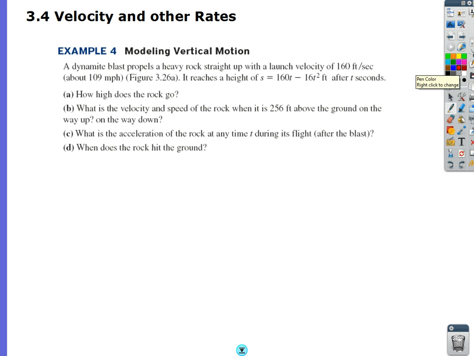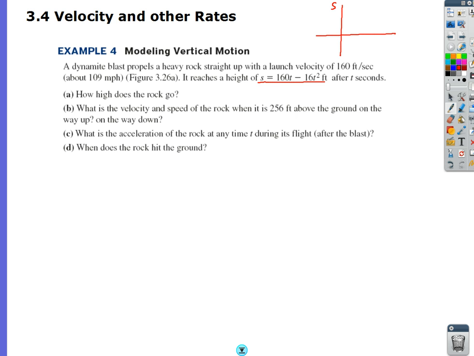All right, so the first part says: a dynamite blast propels a heavy rock straight up with a launch velocity of 160 feet per second. It reaches a height of s after t seconds. How high does the rock go? Ooh. All right, so this is where we have to think for a little bit. They give you s, that's your position. So let's go ahead and draw out what s would look like.